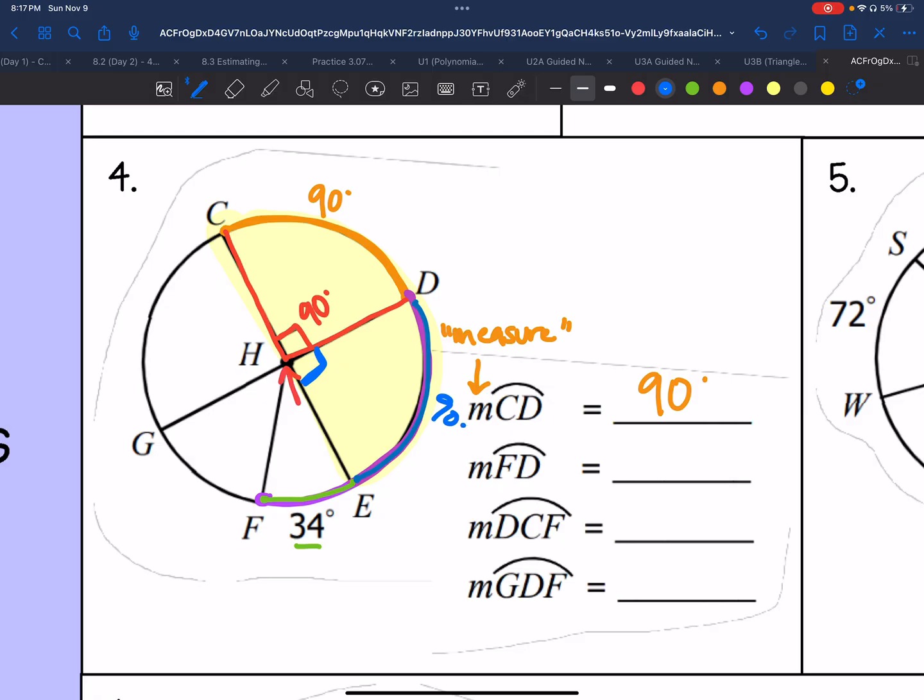So now to find FD, all I have to do is add 34 degrees plus 90 degrees. And I get the measure of 124 degrees.